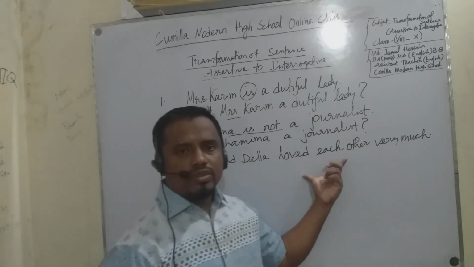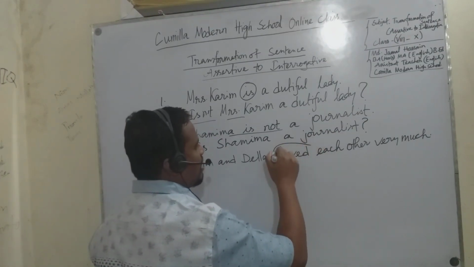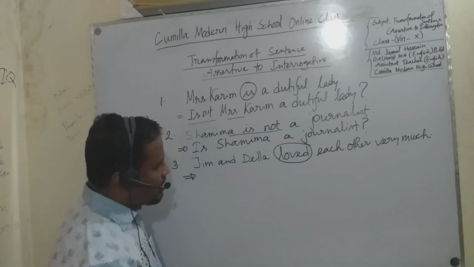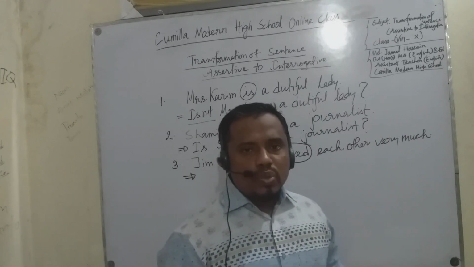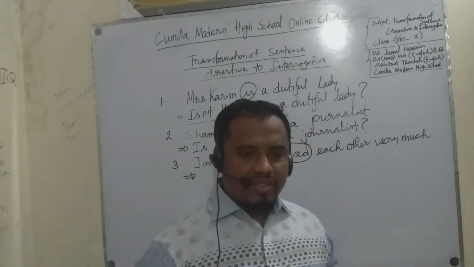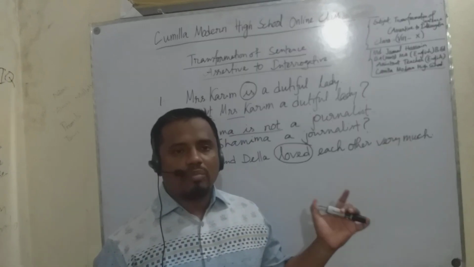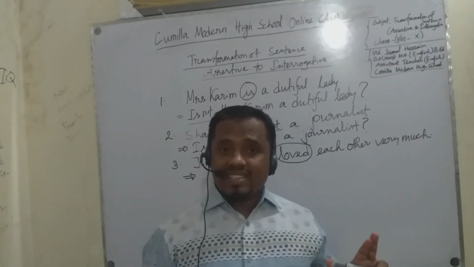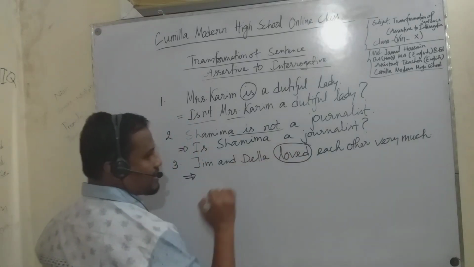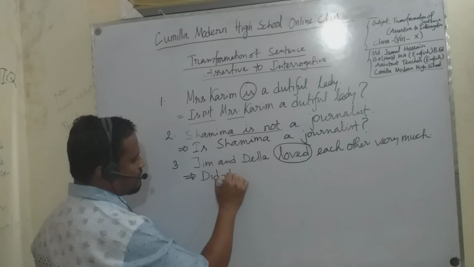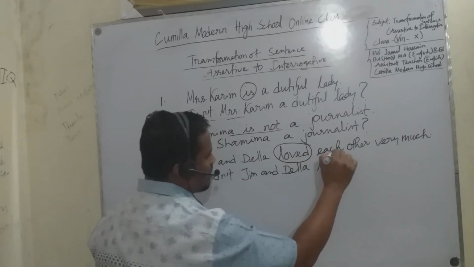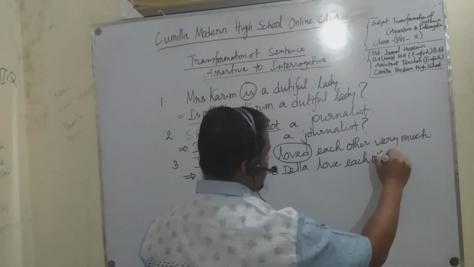Now there is no be verb, there is only a main verb. In that case, you have to take the help of do, does, did according to the sentence. If the sentence is in present tense, and if it is affirmative, then you have to use don't and doesn't. But if the sentence is in past tense and it is affirmative, you have to use didn't. So it's a simple past tense, you have to use didn't. Jim and Della love each other very much.